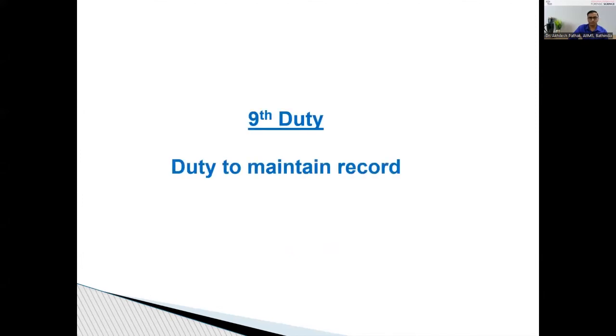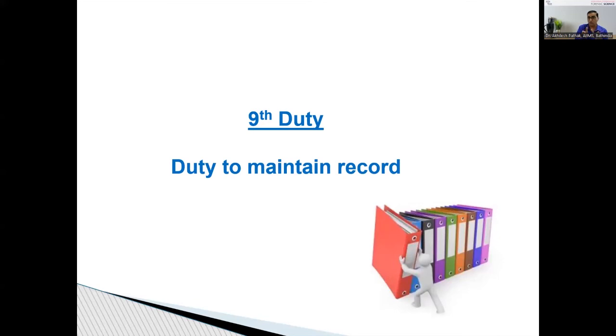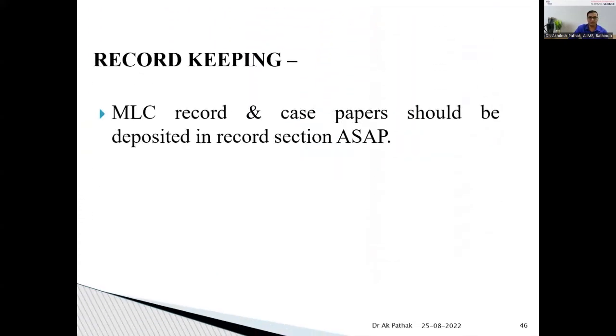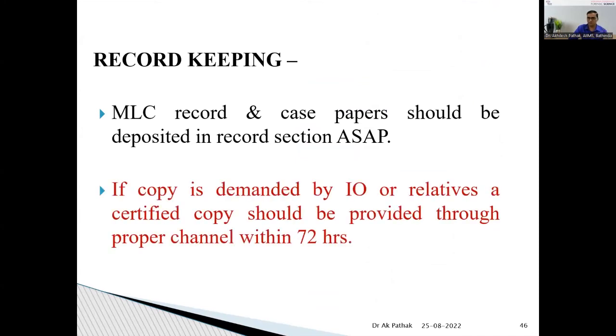So what is the next duty? The next duty, which is again a tough job, is the duty to maintain records. Khanewal sir has already discussed for how long this record has to be maintained. Whatever record it is, the MLC record you are preparing, injury report, any certificate, any other document, all of these must be maintained for a particular period, which was already discussed nicely in the previous session by Dr. Khanewal sir. The record keeping must be at a central place in hospitals, and whenever a copy is demanded by the investigating officer or relatives, it should be provided in the meantime.